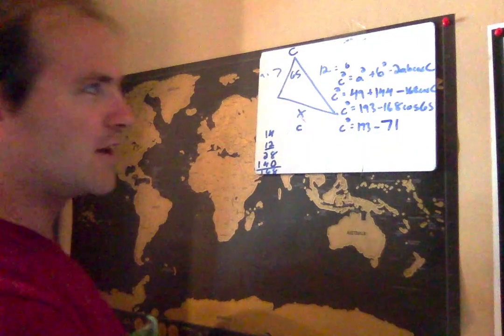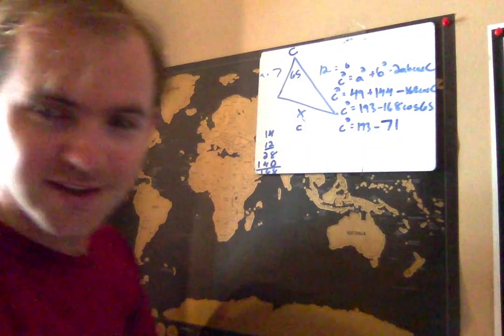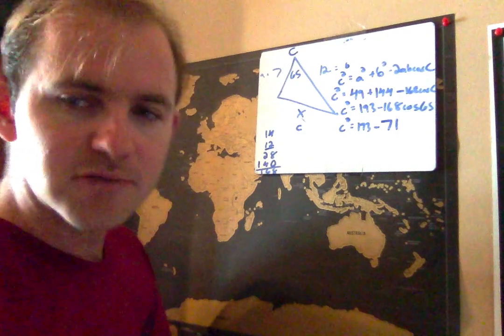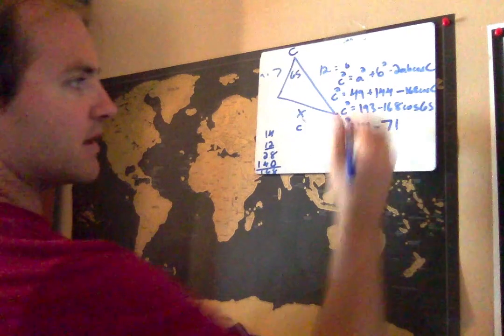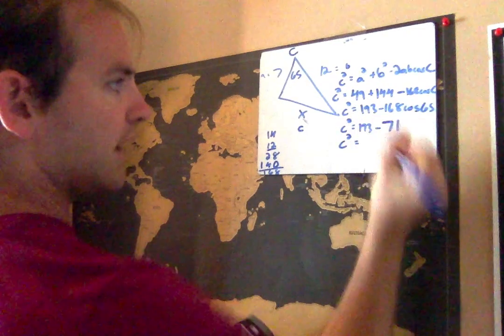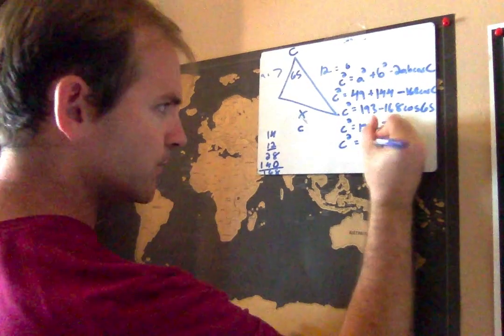I know I told you not really to do that kind of stuff, but in this case, because it's so close, it's not really going to make much of a difference, all right? So what is 173 minus 71? Well, I would think that it's 102.